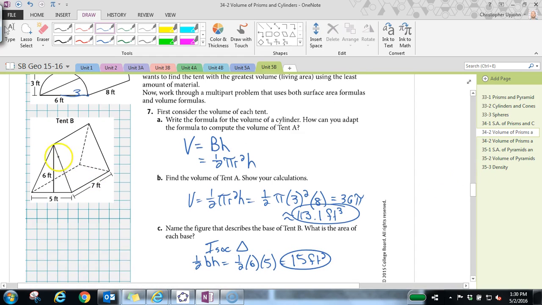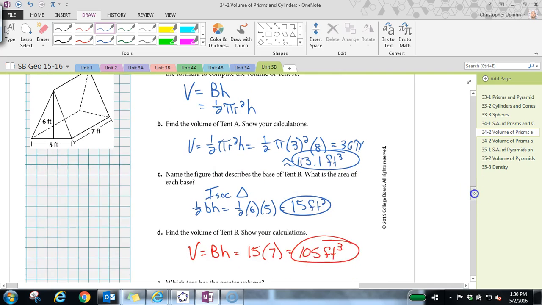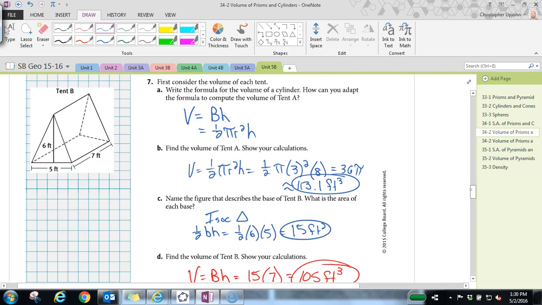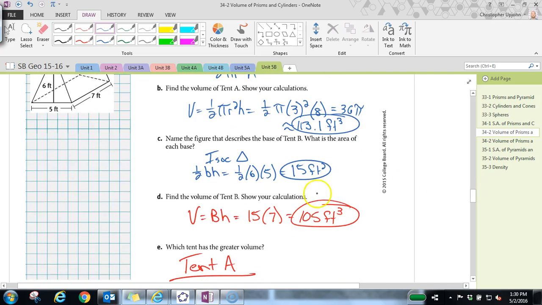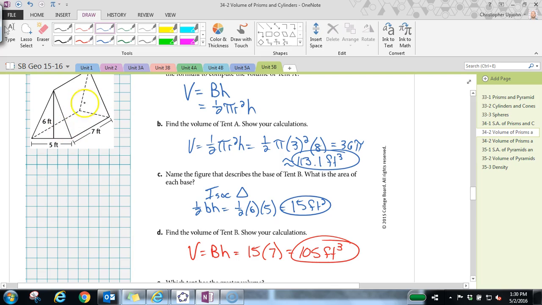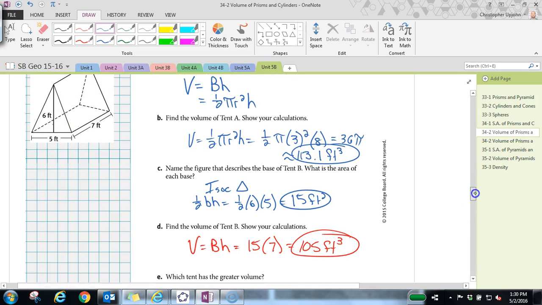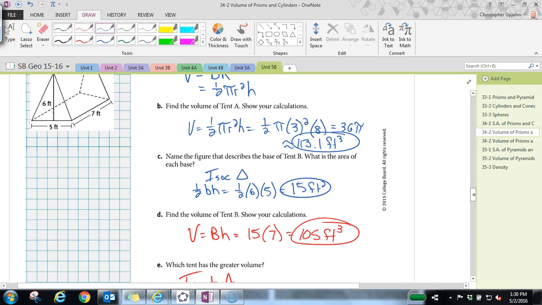If we look at tent B, this is an isosceles triangle. So we find the area, 1/2 base times height. The base is 5, the height is 6. Multiply it, we get 15 feet squared. The volume of tent B is base area times height. Our base area is 15, our height is 7, because again, that connects our two bases, the front triangle and the back triangle. So it's 15 times 7, 105 feet cubed.